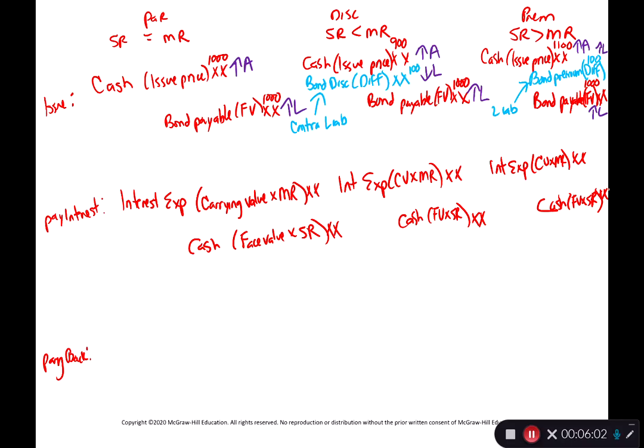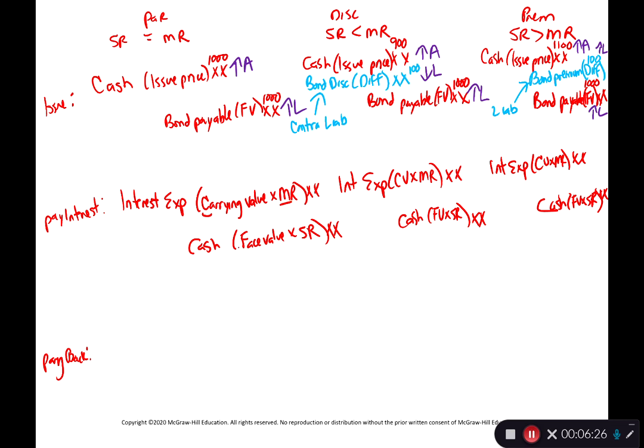All right. So how am I going to remember this? Well, I've got a stupid way for you to remember it. Interest expense is always carrying value times market rate, and cash is always face value times stated rate. So I remember it by thinking cats meow, meow. That's right, I just meowed. Cats meow, meow. And fun stuff.